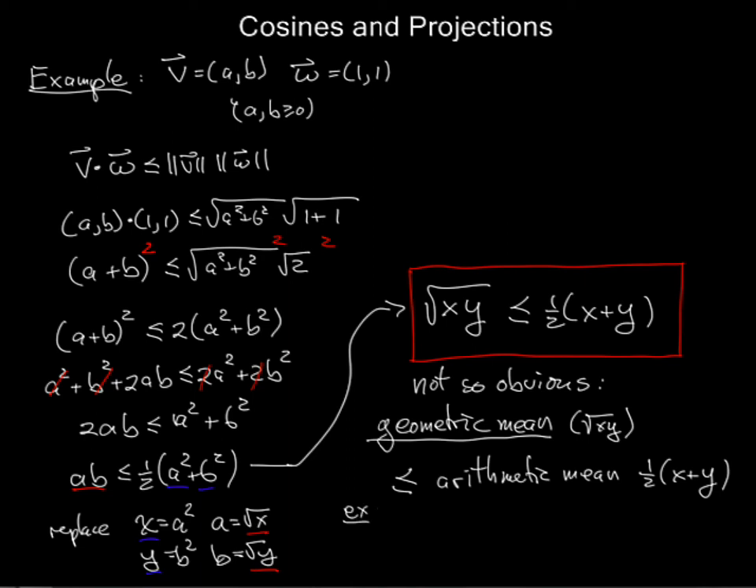So let's do an example. Now we've just got some numbers. Let's take x is equal to 2 and y is equal to 8. I'm claiming that the square root of 2 times 8 is less than or equal to 1/2 (2 plus 8). Well, that says that the square root of 16, which is to say 4, is less than or equal to 5. It's true, but it's not so obvious. So there's really some substance in this inequality.